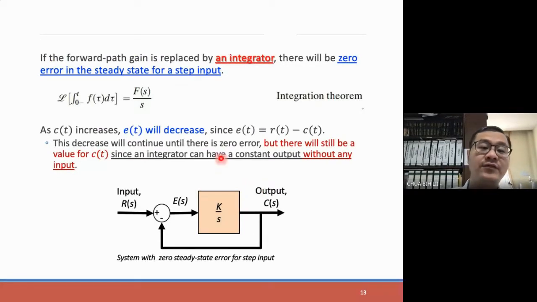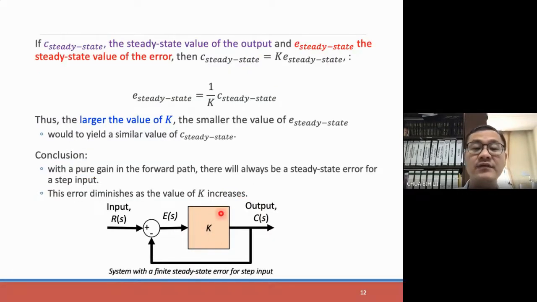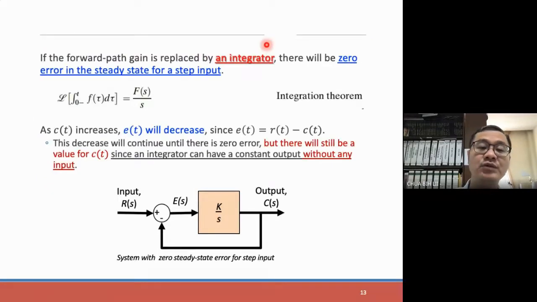So if the forward path gain is replaced by an integrator, now we replace this with an integrator instead of the gain type of transfer function. Why do we call this an integrator? Because in the Laplace transform, functions divided by s mean we are doing integration. So if you have a transfer function, a constant divided by s, we call that an integrator.